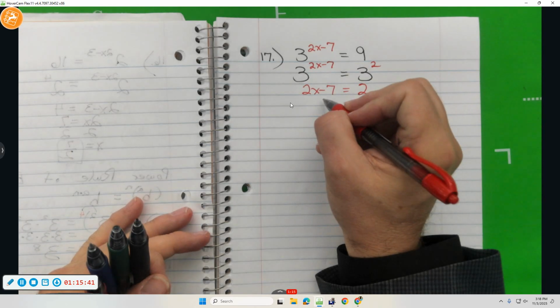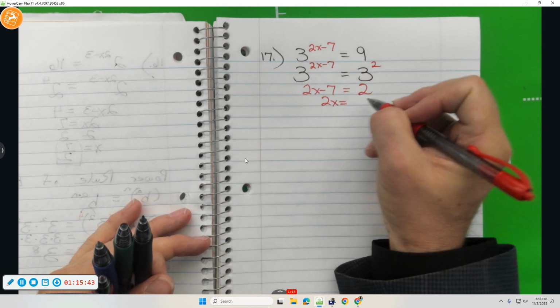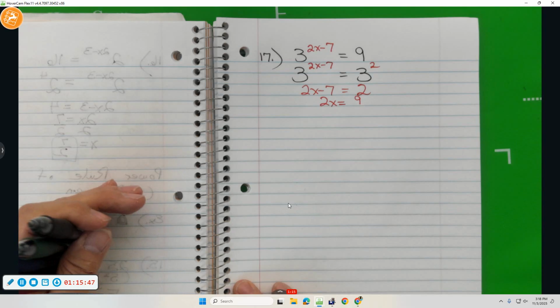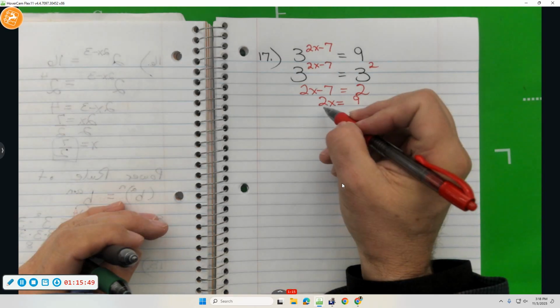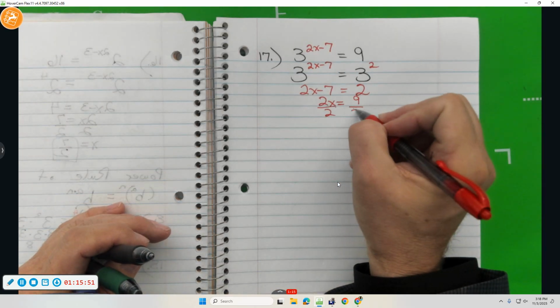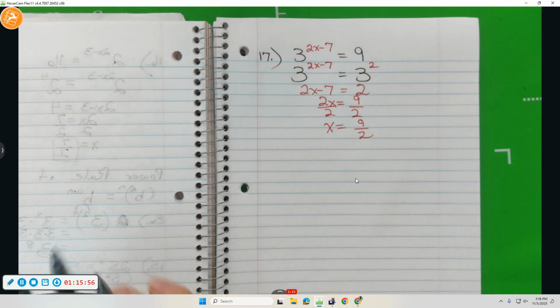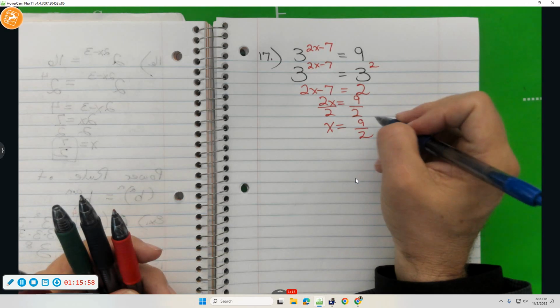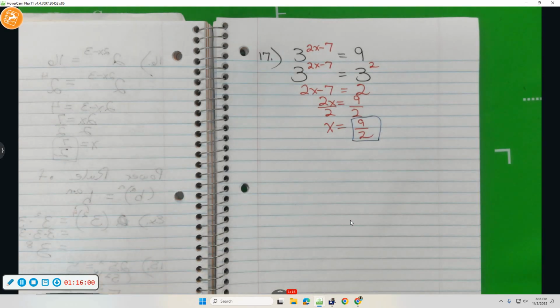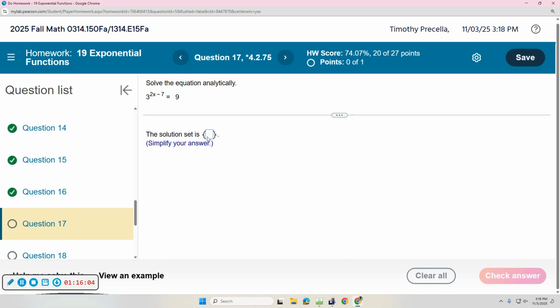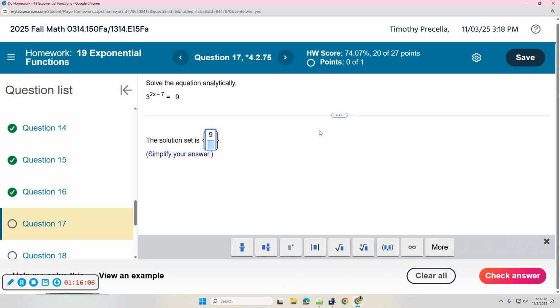Plus 7, so that's going to give me 2x equals 2 plus 7, which gives me a 9, and then divide by 2 to give me x equals 9 over 2. 9 slash 2.